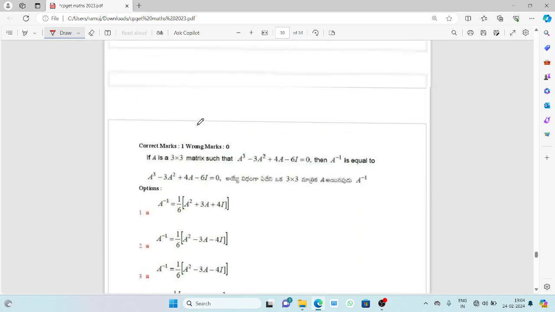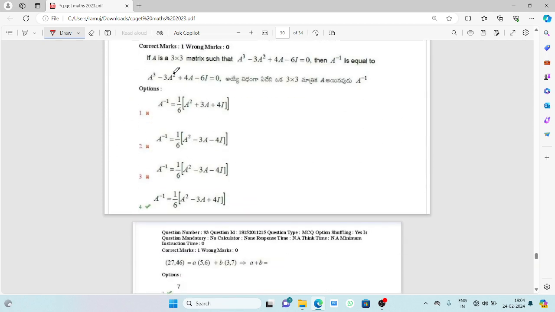The 92nd question: he provided a 3 cross 3 matrix and a characteristic polynomial of that matrix, and he is asking for the inverse of that matrix. This is very simple. If I do that, I get A cube minus 3A square plus 4A, and I am just taking minus 6I to the right-hand side.